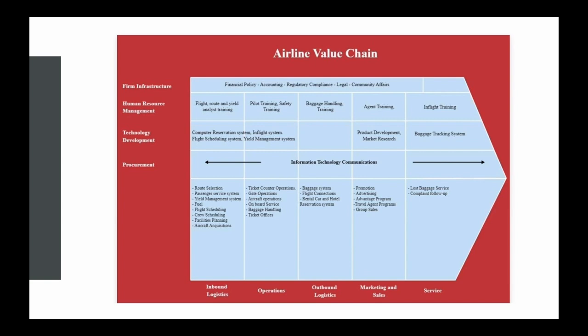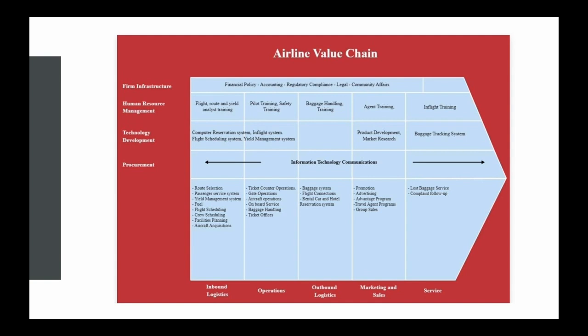Marketing and sales مثل promotion, advertisement, advantage program, travel agent program, group sales. عندكم السيرفيس: lost baggage service, complaint follow-up service, هاي after sale service. في عندكم procurement هي what an organization does to get resources it needs to operate. يعني هي بتحتاج information technology communications، بتحتاج ال IT بشكل عام. نحن هلأ بلشنا support activities اللي supports the primary activities، هدول بيكونوا throughout the primary activities.